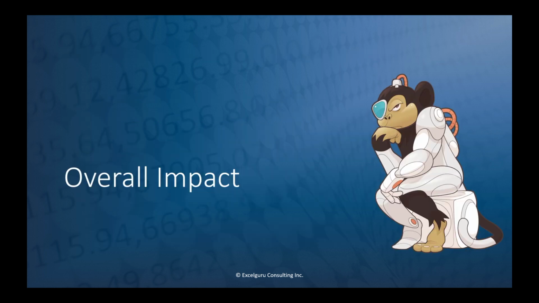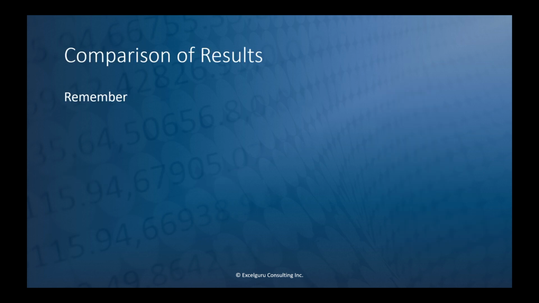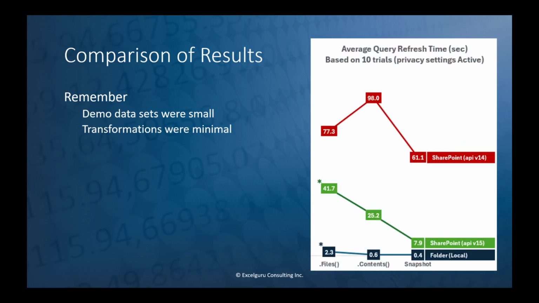So the overall impact of this, just for reference: I rebuilt this exact same scenario using the SharePoint connectors, and I timed it. In the comparison of results, I want you to remember a couple of things. Number one, the demo data sets were very small. The transformations were minimal, so there wasn't a lot going on here. In a real-world solution, these things are much, much bigger. And this is the performance result differencing. So 2.3 seconds for files, 0.6 for contents, 0.4 for snapshot when I was running this at home in my test. So some marginal improvement. SharePoint API 15, 41 seconds to refresh this exact data from my SharePoint site at home.